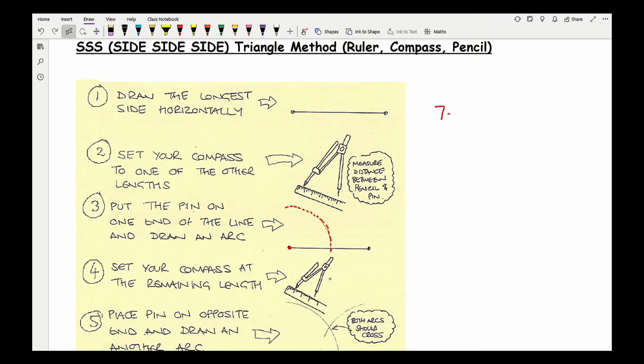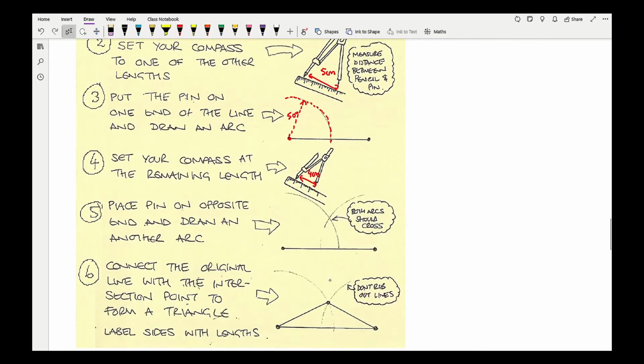So for example, if I was going to draw a triangle with 6 centimeters, 5 centimeters, and 4 centimeters, then this would be my 4 centimeter line. I'd set my compass to, let's say, 5 centimeters. I would draw an arc so that the radius, this distance here, would be 5 centimeters. I'm then going to set my compass to the other length, which in this case would be 4 centimeters. And then I repeat the process from the other end. So I put my pin here, and this length here would be 4 centimeters.